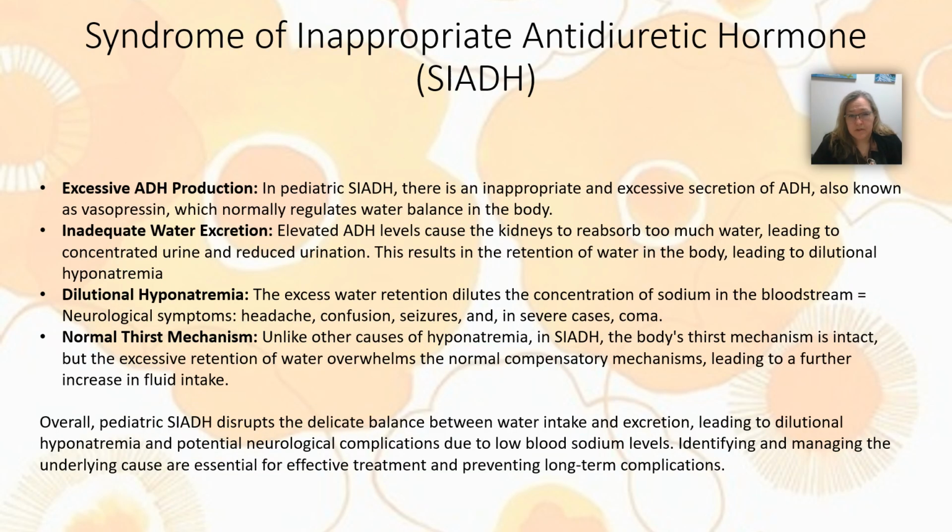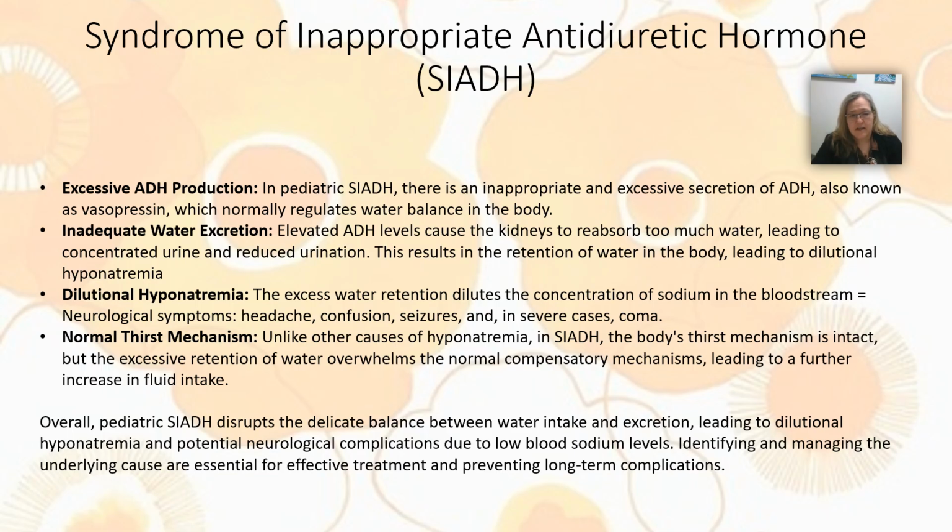So another problem that is possible in the pediatric population is SIADH, or syndrome of inappropriate antidiuretic hormone. This is caused when the child makes too much ADH. Another name for that hormone is vasopressin, and this is what normally regulates the fluid status in the body. So when you have an elevated ADH, the kidneys reabsorb too much of the water back into the bloodstream. So the urine that goes out is more concentrated, and you have dilutional hyponatremia in the bloodstream.